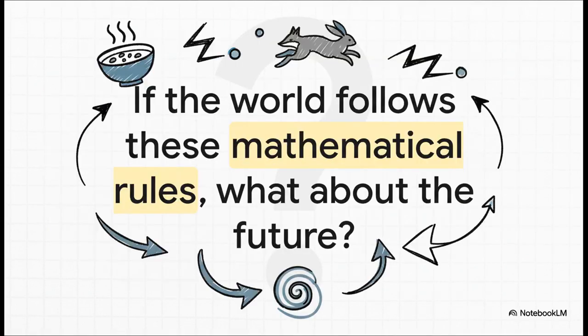And that leaves us with a final, pretty mind-bending question. If the cooling of your soup, the delicate dance of predators and prey, the flow of electrons through a wire, if all of it can be described by these deterministic mathematical rules, what does that imply about the predictability of our entire universe? It's definitely something to think about.